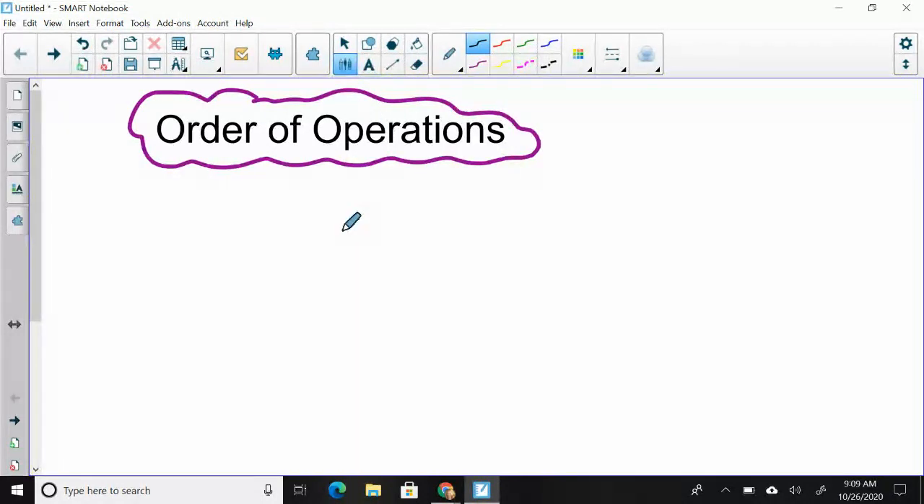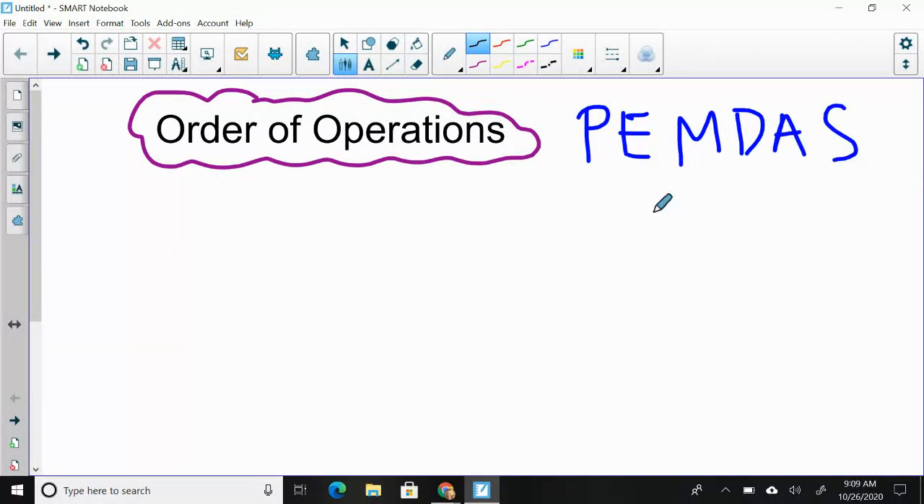So we have a set of rules, and I remember it as PEMDAS. Okay, when I was in school, this was the method that we used for order of operations. And the way that we remembered this was, please excuse my dear Aunt Sally. And I want to talk about what these letters mean.